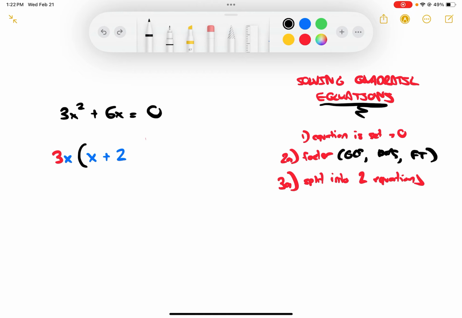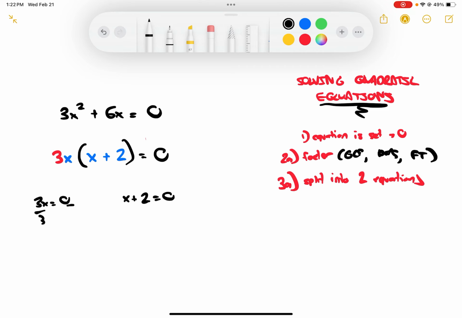I'm just left with x plus 2. I have a video on the greatest common factor as well, if you'd like to take a look at that. So step 2a is done, we have factored, and step 3a is to split into two equations. What I mean by that is I have this piece and this piece being multiplied together to be 0. And the only way this happens is if either 3x is 0 or x plus 2 is 0. So notice how I'm splitting into two different equations.